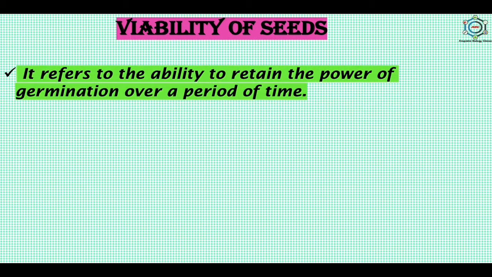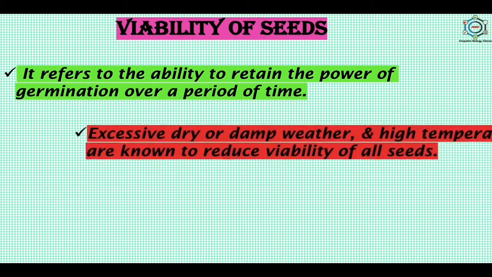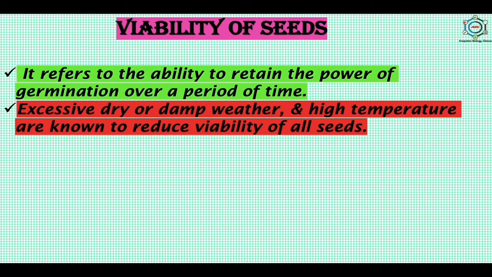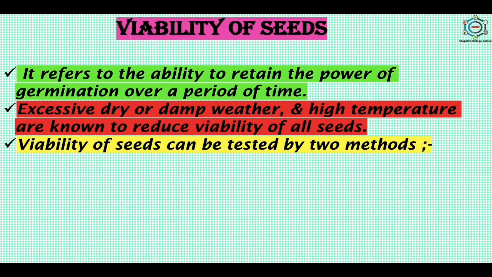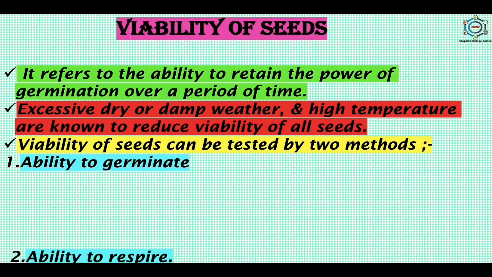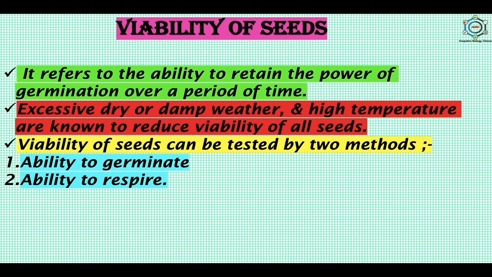Now, the viability of seeds. Viability refers to the ability to retain the power of germination over a period of time. Excessive dry or damp weather and high temperature are known to reduce viability of seeds. Viability of seeds can be tested by two methods. First one is the ability to germinate and the second is the ability to respire.